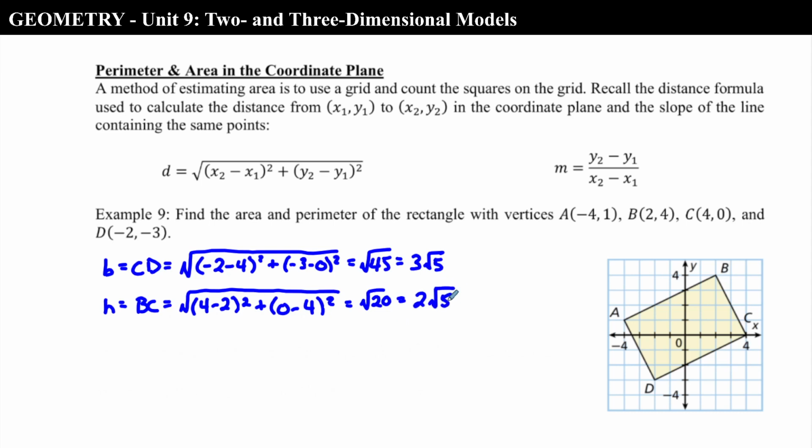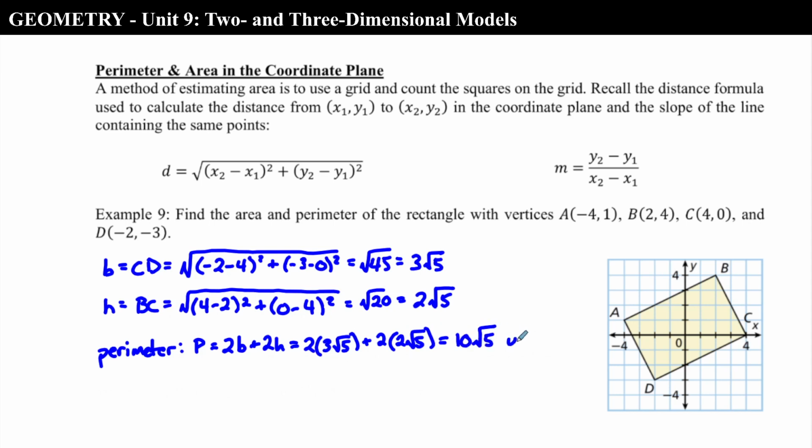So now, to find the perimeter, we are going to add the sides. So the perimeter is equal to 2b plus 2h. So we have 2 times 3 square root of 5 plus 2 times 2 square root of 5. And when you do all of that math, you're going to get 10 square root of 5 units.